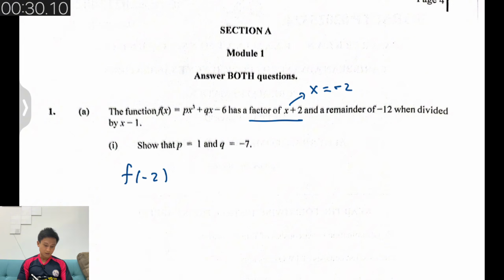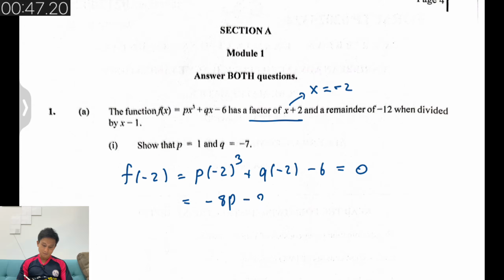So we do f(-2) equals p times minus 2 to the power of 3, basically just subbing in minus 2 to all the x's, plus q times minus 2 minus 6. We're going to put this equal to 0 because it's a factor, right? So that's minus 8p minus 2q minus 6 equals 0. And we're going to call that equation 1.